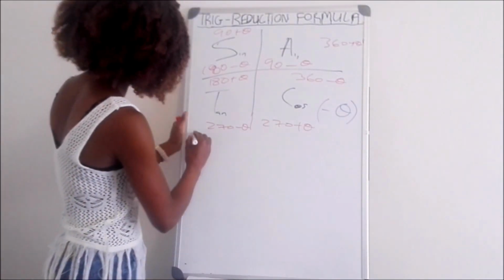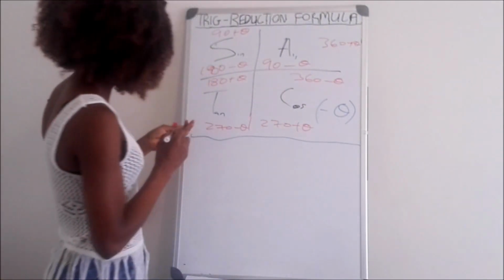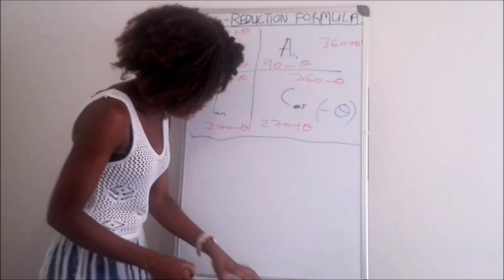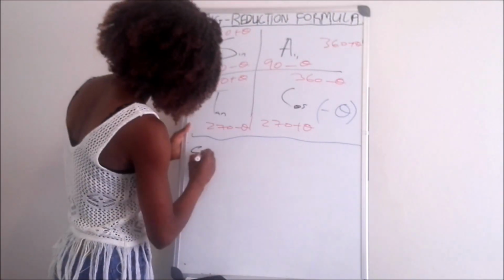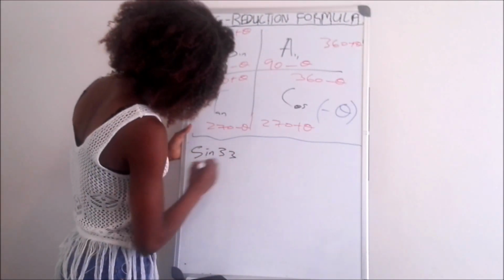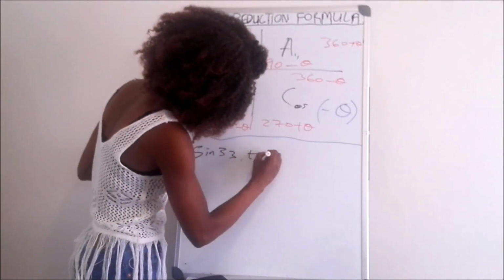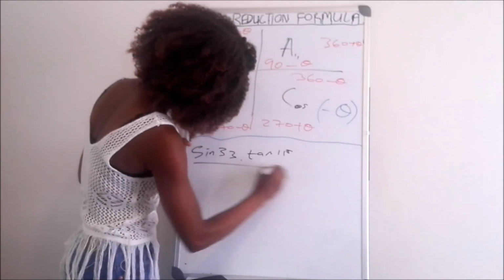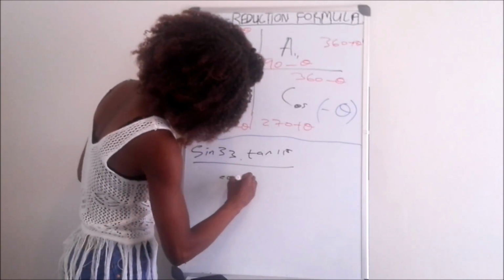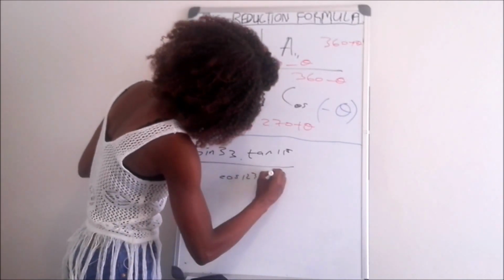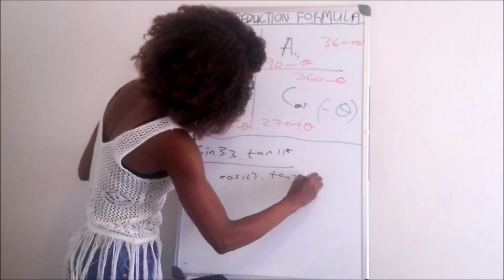Alright guys, let's do an example, but this time we'll not be dealing with variables but numbers. Alright, the first example says sine of 33 multiplied by tan of 115 divided by cos of 123 multiplied by tan of 295.